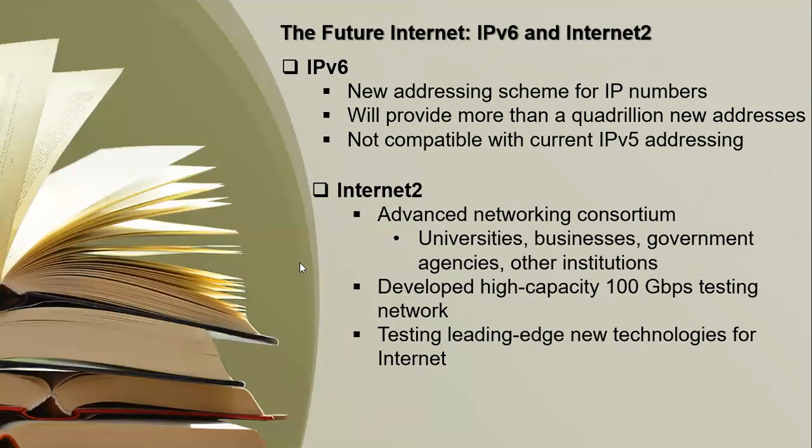The future internet: IPv6 and Internet2. IPv6 is a new address scheme for IP numbers that will provide more than quadrillions of new addresses, and it is not compatible with the current IPv4 addresses. Internet2 is an advanced network consortium of universities, businesses, government agencies, and other institutions. It develops a high capacity 100 Gbps testing network, a testing ground for new technology for the internet.